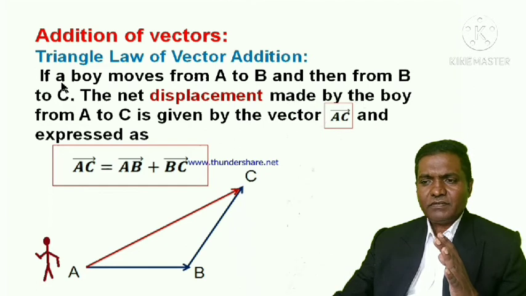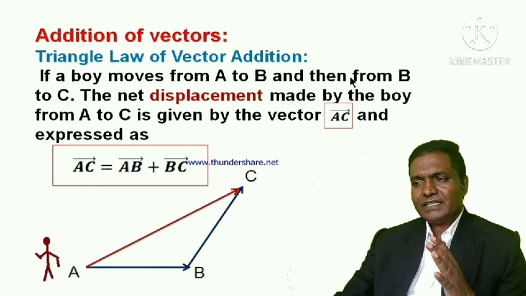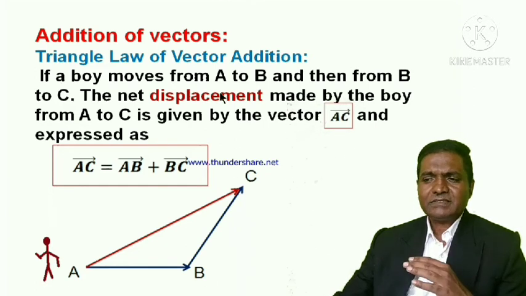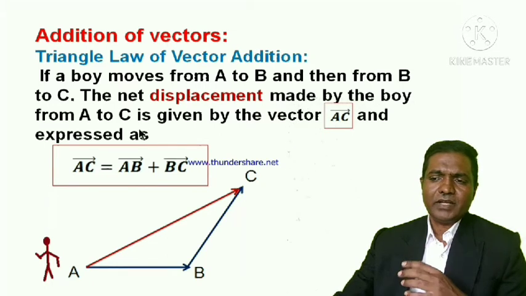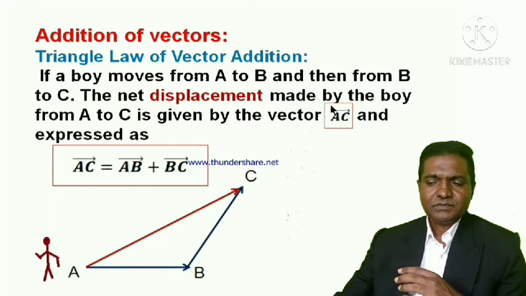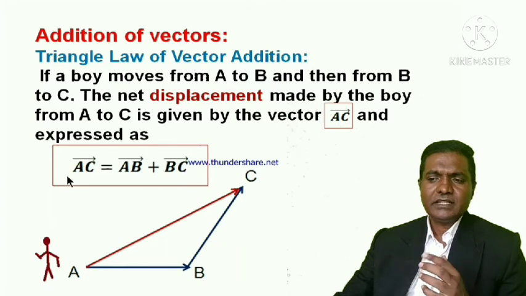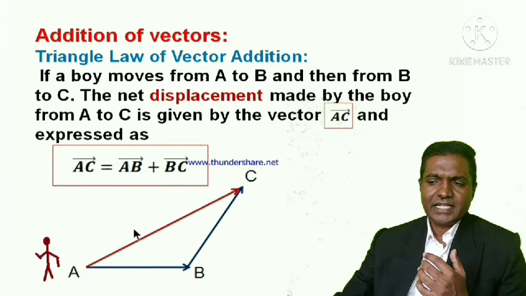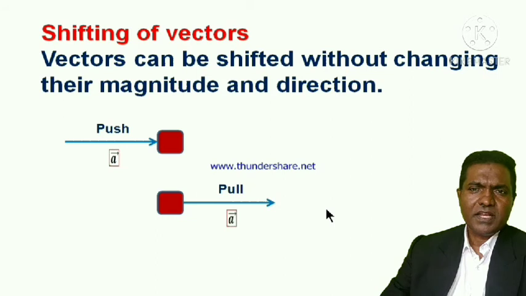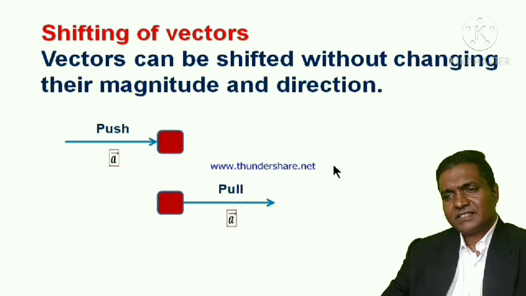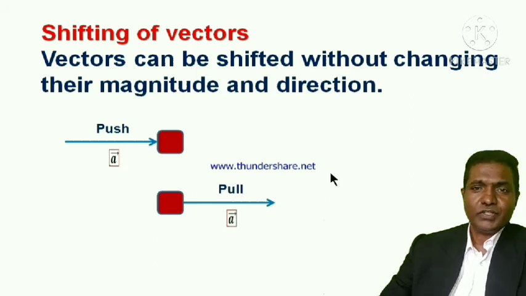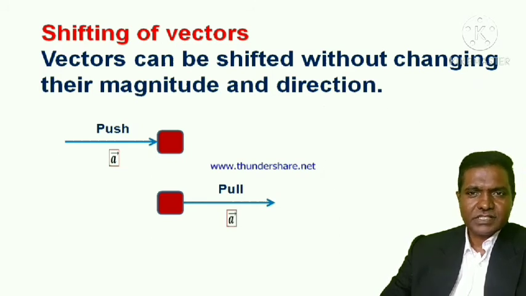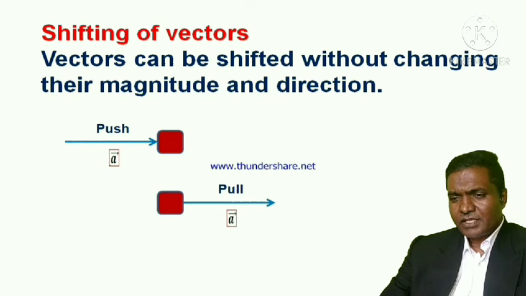Okay, so if a boy moves from A to B and then from B to C, then the net displacement made by the boy from A to C is given by the vector AC. And this can be expressed in the form of the addition law, that is vector AC is equal to AB plus BC. Okay, so one important property of vectors is that you are free to shift the vectors without changing their direction and magnitude.